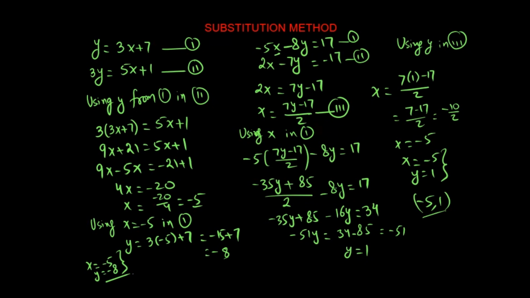If you understand this, can you try this problem? 2x plus y equals 20 and 6x minus 5y equals 12.